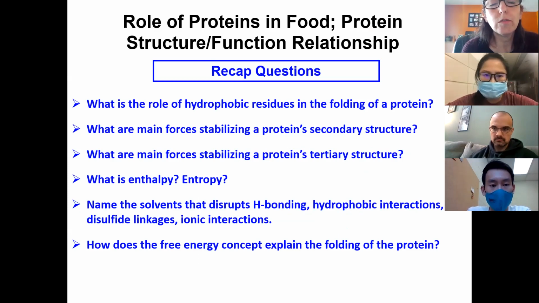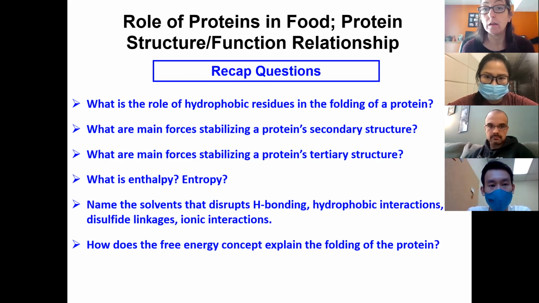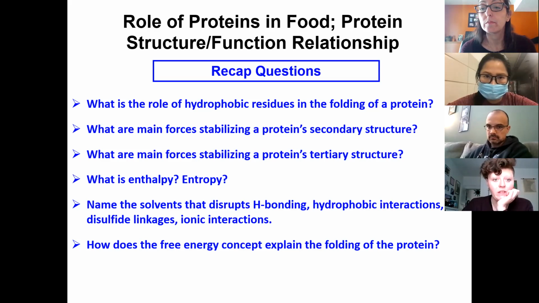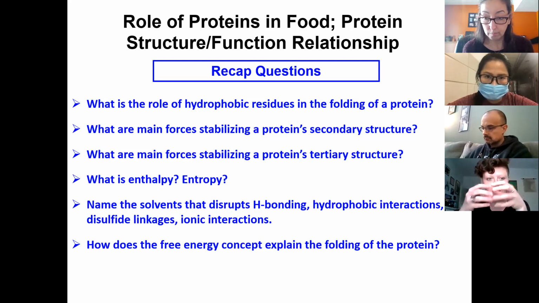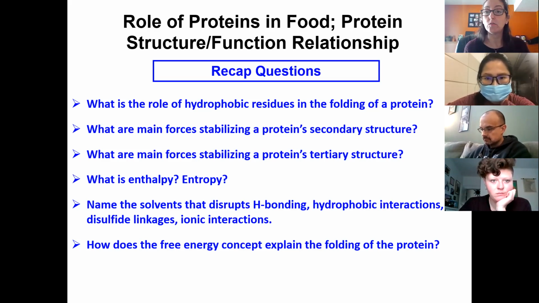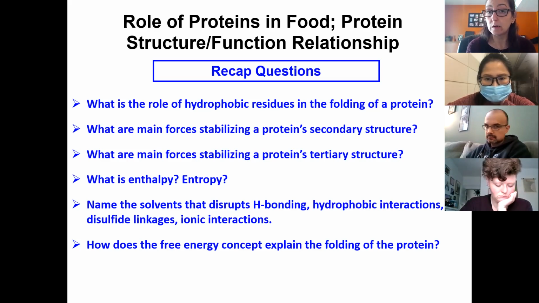What is the role of hydrophobic residues in the folding of a protein? Who remembers or who can summarize that? They usually want to be away from the aqueous solution that the protein is in, and so will be in the middle of the fold, so of the tertiary structure. Okay, so the hydrophobic residues drive folding because proteins usually in cells exist in an aqueous environment, and those hydrophobic residues don't want to interact that much with water. So they start to pull towards each other, then the protein starts to fold.